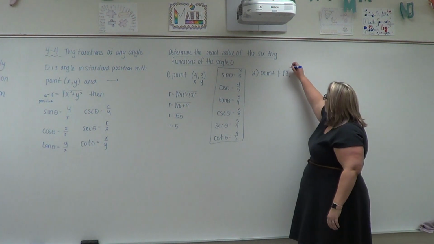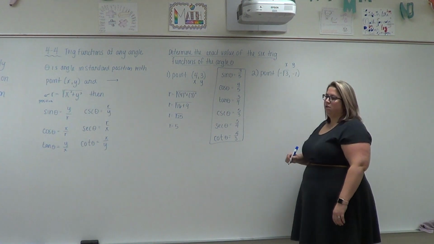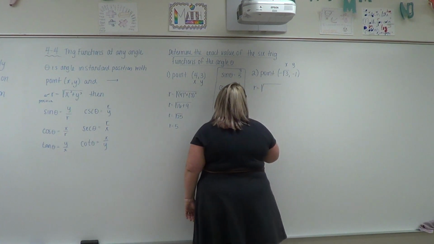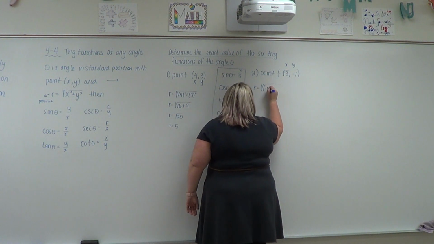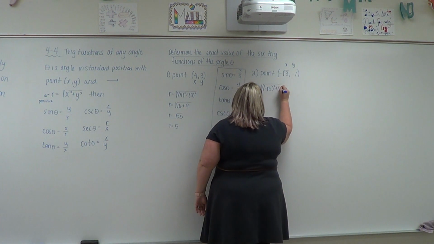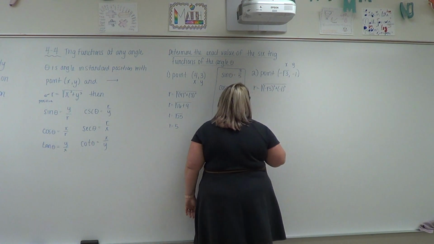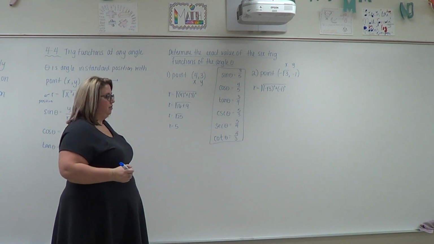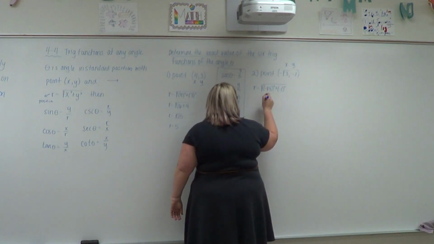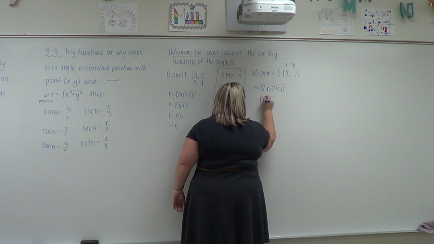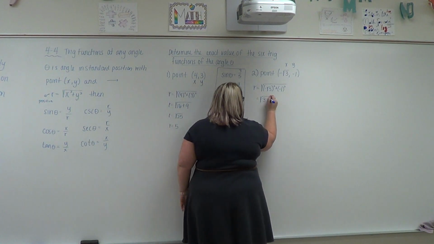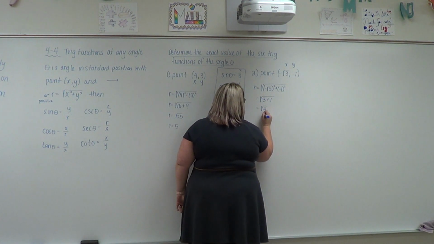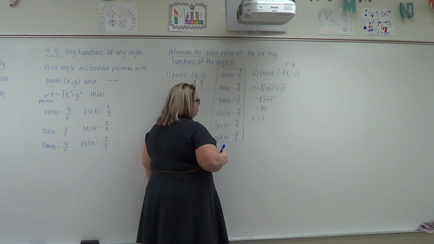Okay, so we know x and y. So the first thing we do is find r. So r is equal to the square root of negative square root of 3 squared plus negative 1 squared. Well, first off, if you square a negative, it becomes positive, and if you square a square root, those cancel. So this becomes 3 plus 1. So this would be the square root of 4, which is 2. So r equals 2.